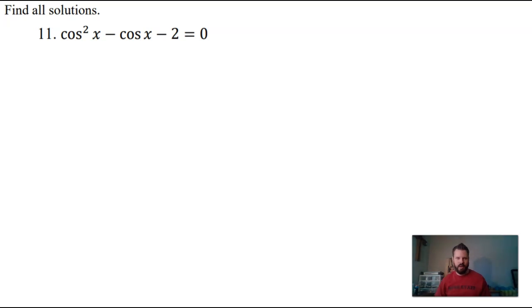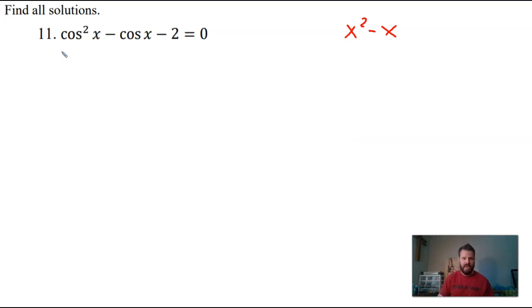Next up, problem 11. Find all solutions. Let's take a look at what we got going on here. Cosine squared x minus cosine x minus 2. I know right off the bat this is a problem. I can't put the cosine squared and the cosine x together. Just like I can't do anything with x squared minus x. Not like this. Okay, so get things set equal to 0, which they are.